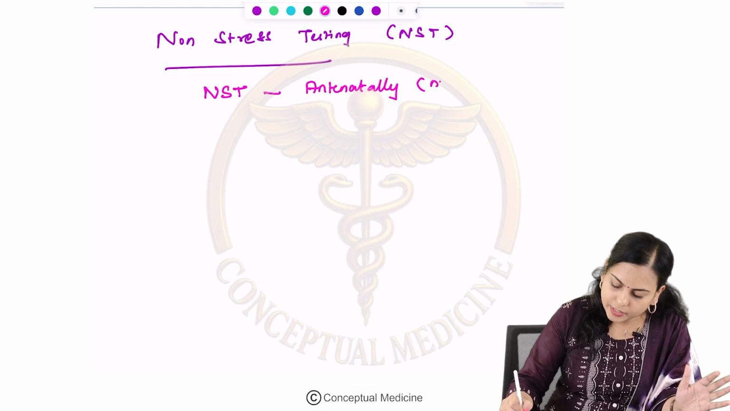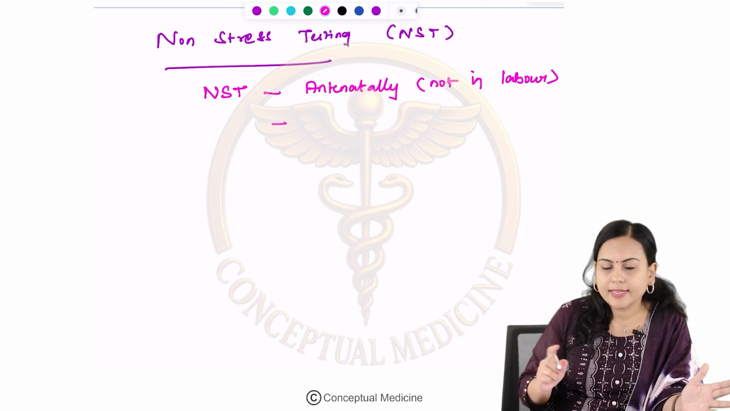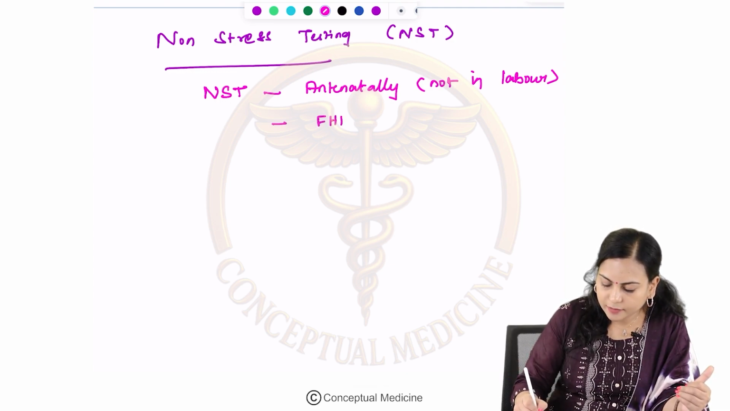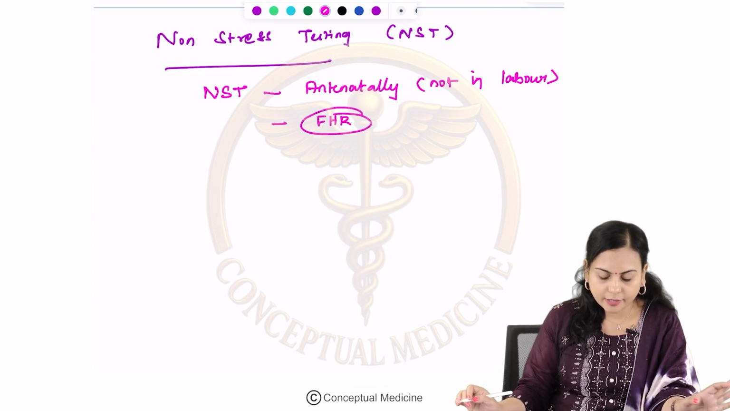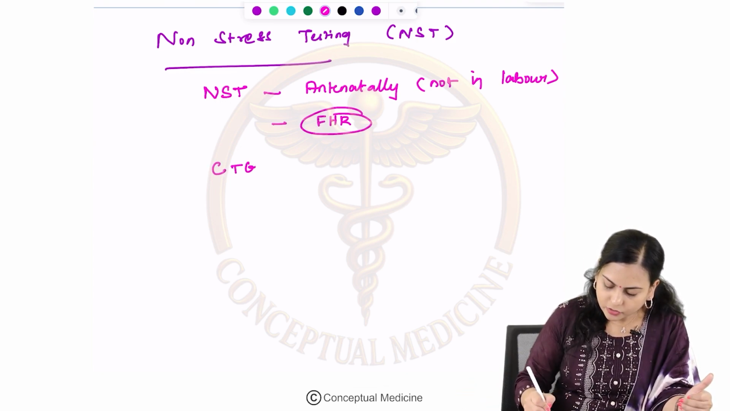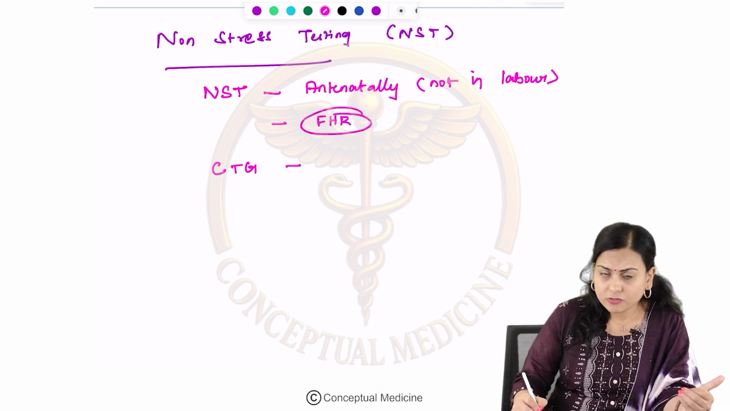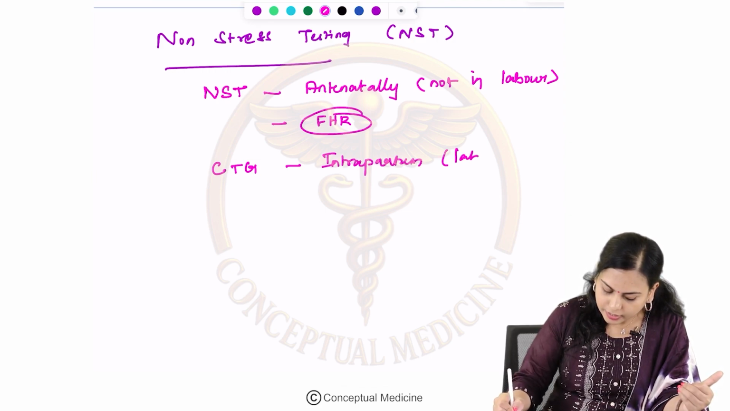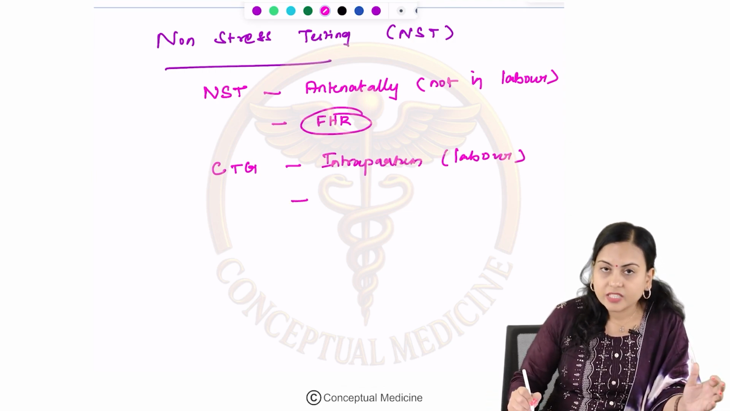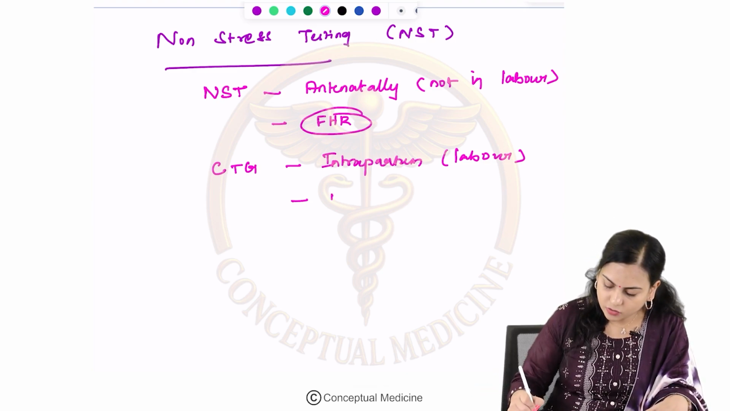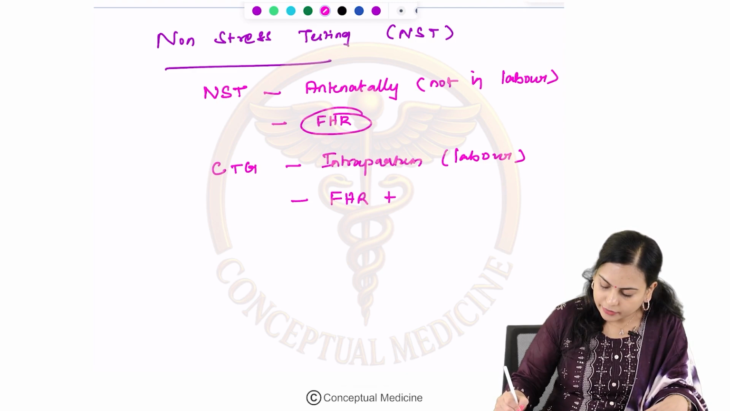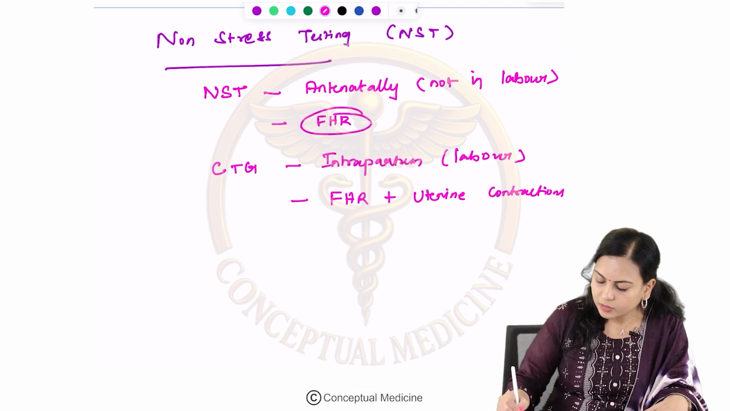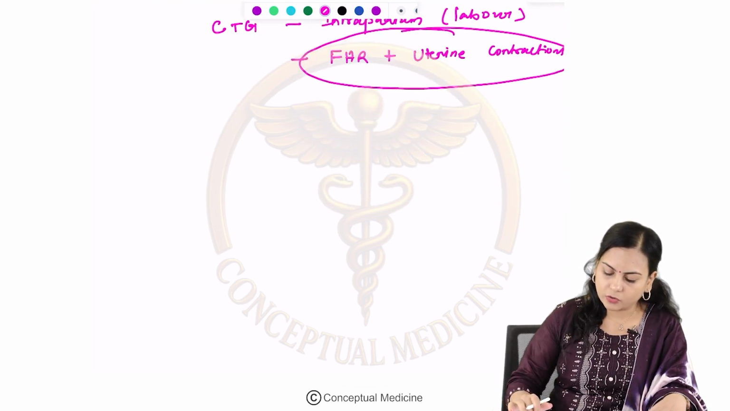Antenatally means the woman is not in labor, right? And mostly the antenatal period will be detecting only the fetal heart rate by this test. Clear? And the same test will be called as cardiotocogram when this is used intrapartum, that is during labor, that is when the uterine contractions are present. So here we will be monitoring fetal heart rate plus the uterine contractions also. Clear?